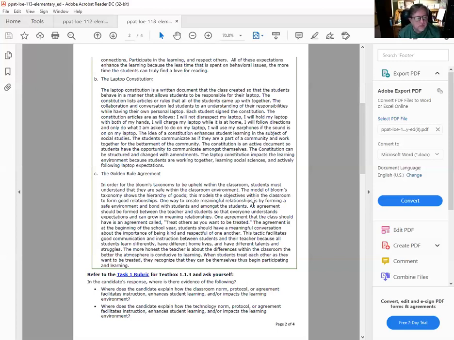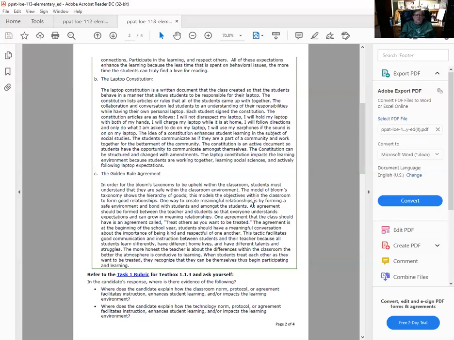An agreement should be formed between the teacher and the students so that everyone understands expectations and can grow in meaningful relationships. One agreement that the class should have is called treat others as you want to be treated. We all know that's the golden rule, right? This agreement is made at the beginning of the school year. Students should have a meaningful conversation about the importance of being kind and respectful of one another. This tactic facilitates good communication and instruction between students and their teacher because all students learn differently, have different home lives, and have different talents and struggles.